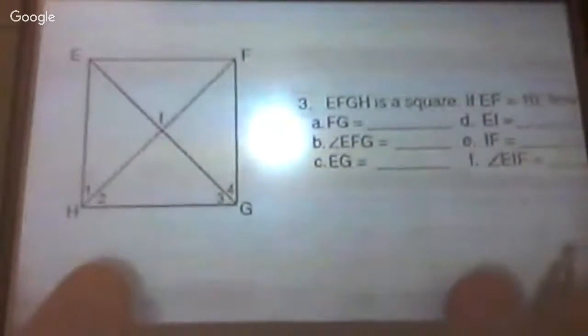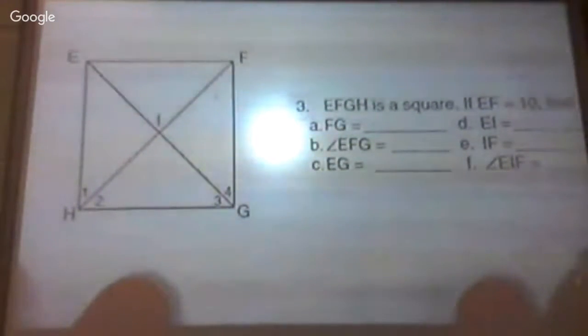All right. Last one's a square. Everything's perfect in a square. So EF is 10. Find the following. FG, 10. Angle EFG, 90 degrees. That one right there. EG. Now, since that's a 90 degree angle, this actually is 10 square root of 2. Some of you may have used Pythagorean theorem on that.